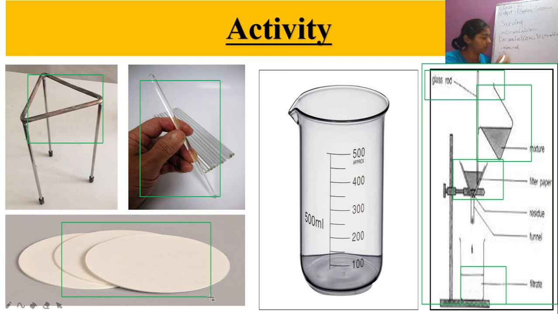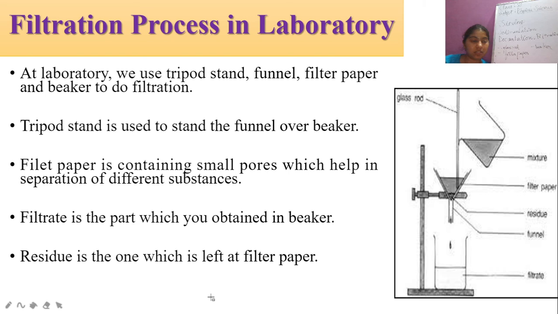And the last one, which is a beaker. Okay. So in the process, you can see on the right hand side, we have a filtration process. See how carefully it is being transported from a mixture of substances to another mixture using a filter paper, and you can perform this activity, right? So this is about the filtration process in laboratory. How the filtration process occurs in a laboratory.